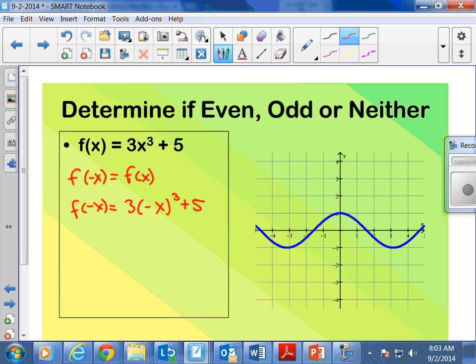Now, I'm going to continue the simplification process. So f of negative x. Now this being cubed means that there's really a 1 in front of here. Now, negative 1 cubed.